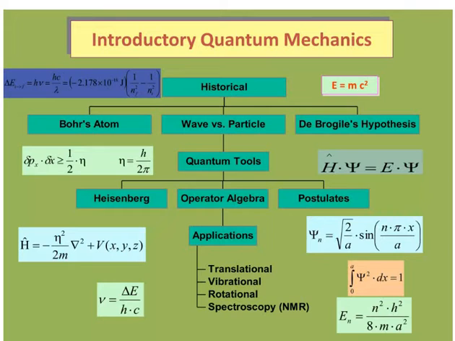Today in this video, we are going to learn about quantum mechanics, especially particle in a box, an application of the Schrodinger wave equation. So let us start learning with the historical background. Here you can see the historical E is equal to mc square.